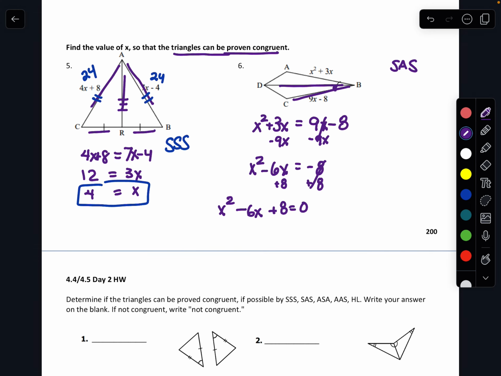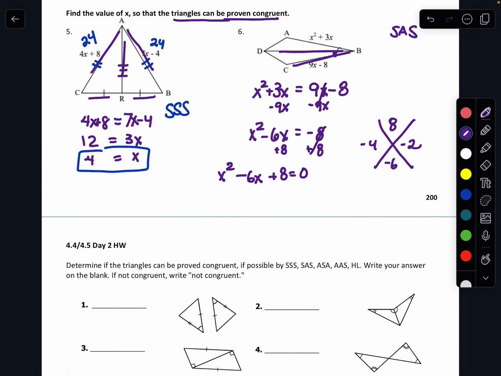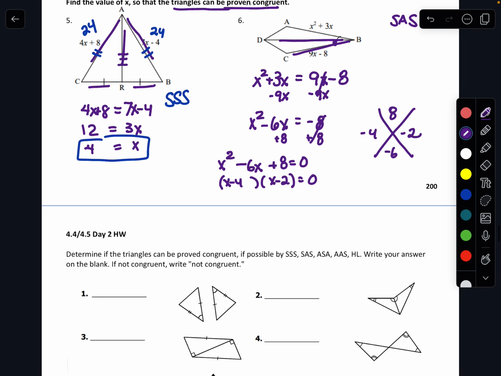Okay, so now we can set it up for factoring, okay? In order to factor, we'll need this 8 on top, negative 6 on bottom. What two numbers can be multiplied to get 8, but also added to be negative 6? That would be negative 4 and negative 2. So we'll have our factors of x minus 4 and x minus 2 equal to 0. How do we solve and just get x? We're going to have to set them both equal to 0. X equals 4 and x equals 2. Those will be our two solutions.